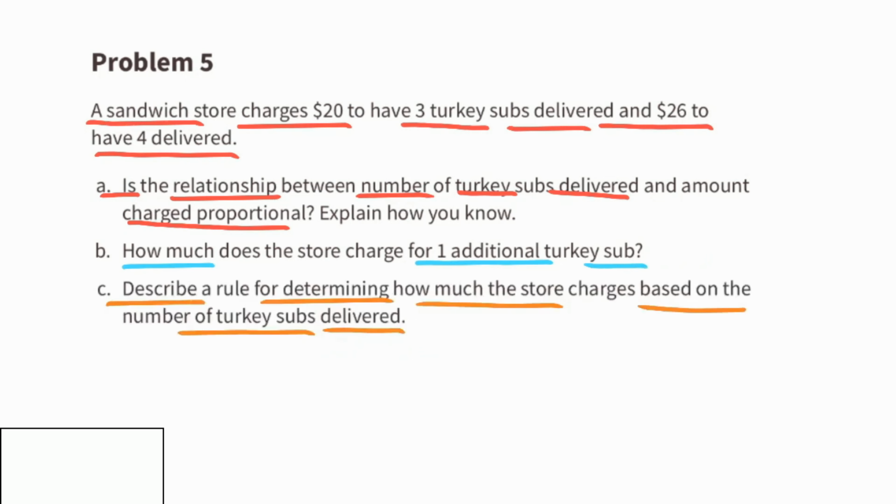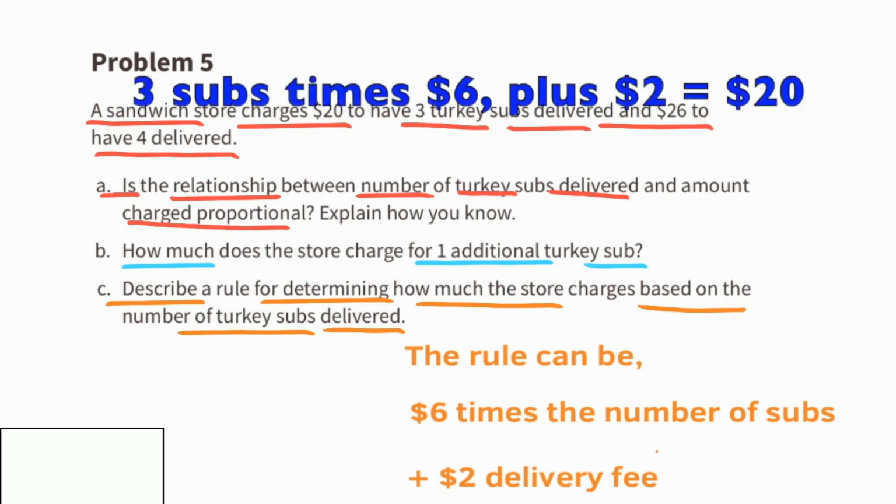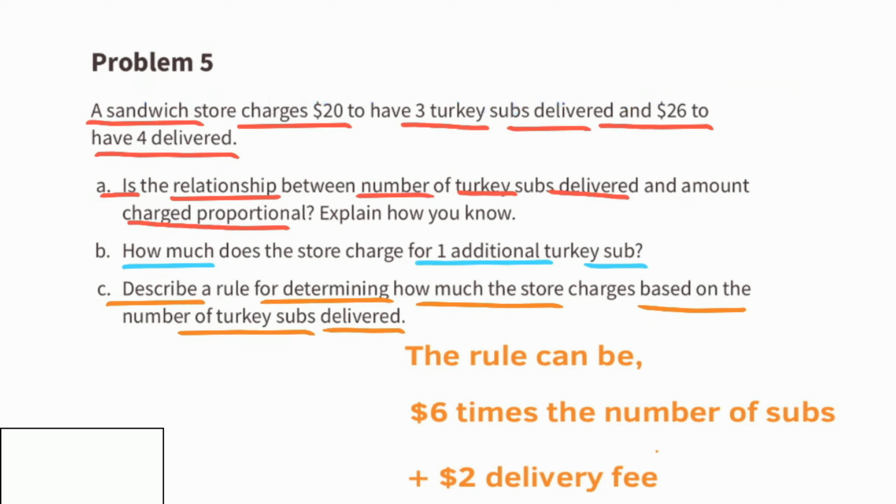C. Describe a rule for determining how much the store charges based on the number of turkey subs delivered. The rule can be $6 times the number of subs plus a $2 delivery fee. Let's test it out. 3 subs times $6 equals $18 plus a $2 delivery fee. That equals $20 to have 3 turkey subs delivered. 4 subs times $6 equals $24 plus a delivery fee of $2. That's a total of $26 to have 4 turkey subs delivered.